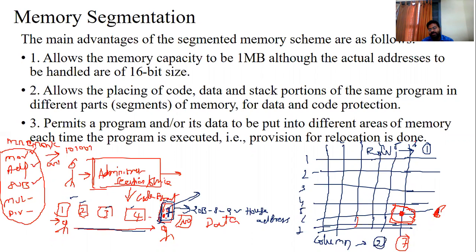Suppose the sixth row has house 66, whatever it may be. Suppose we are staying at house 66: sixth row, sixth column. So this way, it is very easy to identify the addresses. Each and every house has some specific address.